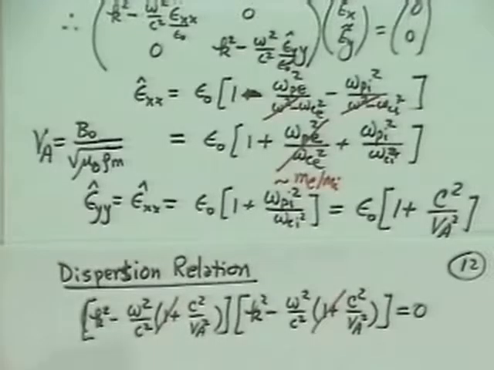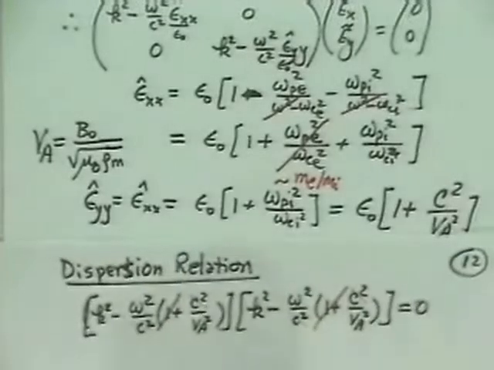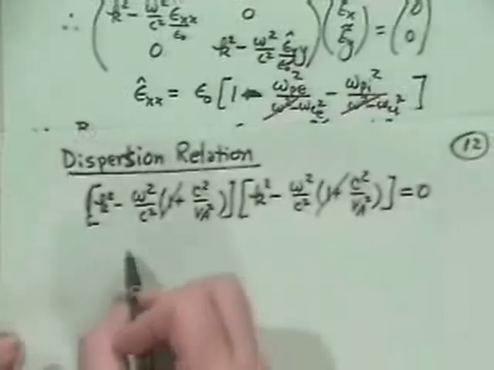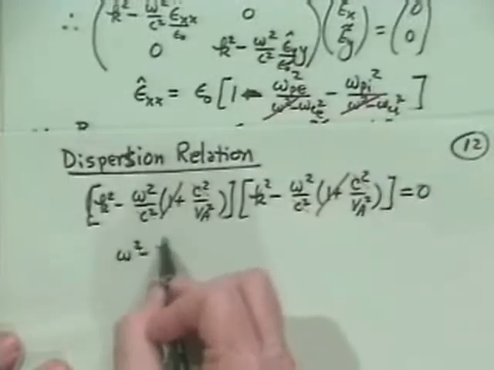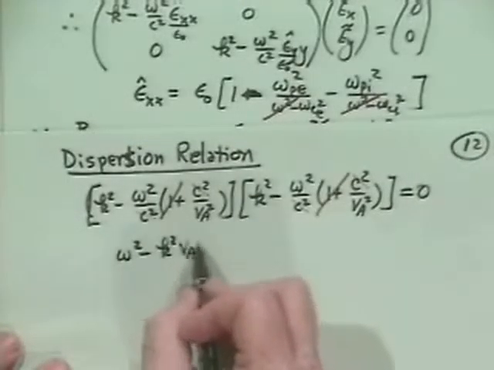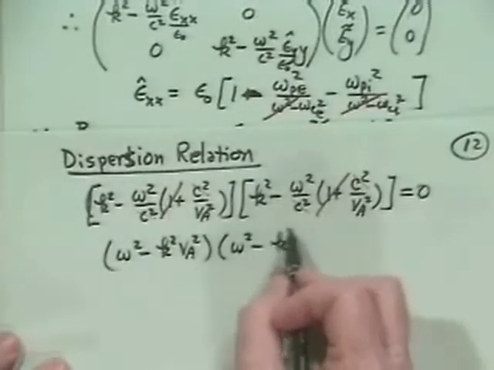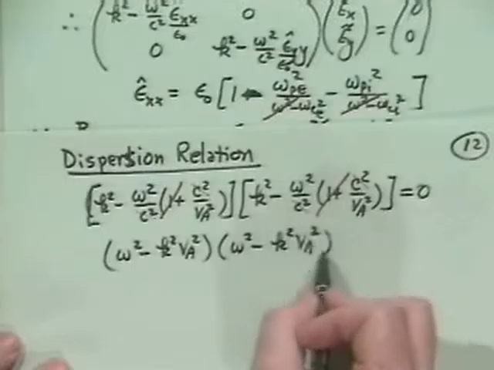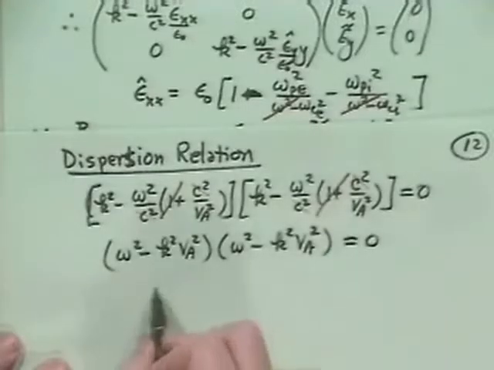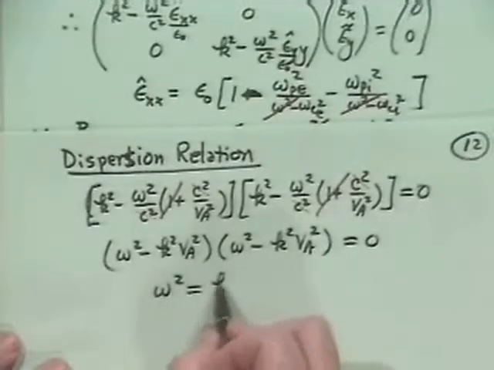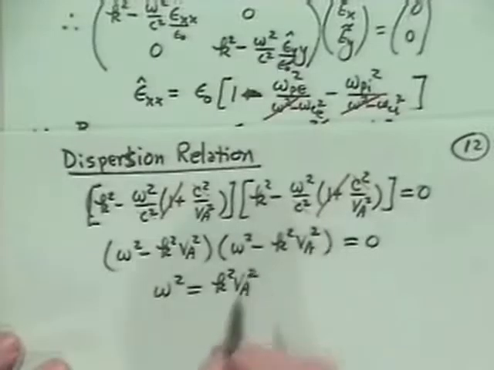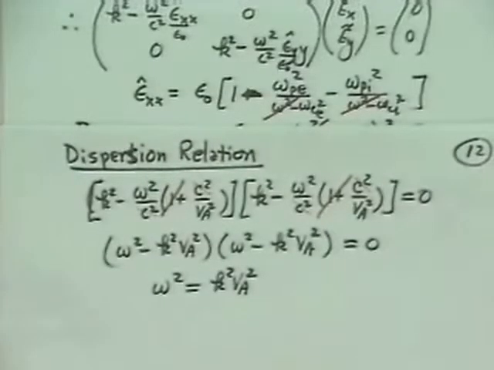Now, this being the case, you neglect that, and then you can neglect the c squareds, okay? And so what you end up with out of all this is that you have omega squared minus k squared v Alfvén squared times omega squared minus k squared v Alfvén squared equals zero, or omega squared is equal to k squared v Alfvén squared, a kind of degenerate sort of wave.